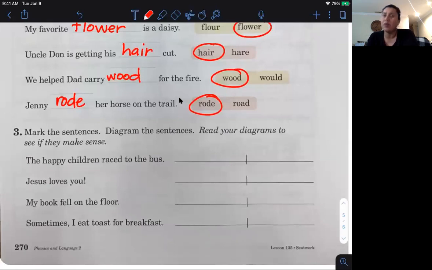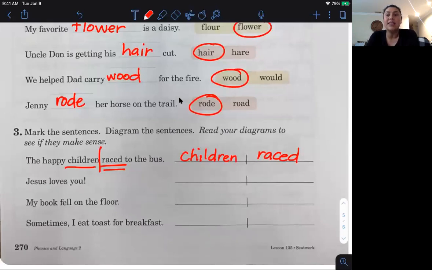The happy children raced to the bus. Children is probably what we're talking about, right? And what did they do? They raced. So children is our subject and raced is what they did. So when you write it over here to diagram it, it has to make sense. So it wouldn't say happy raced. That doesn't make sense. Happy bus? What about raced bus? No, it's going to be the 2 words that you underlined. So children and raced. That makes sense, right? It's almost like the important parts of the sentence. Children raced. That's what the sentence is about. What did the kids do? What happened? The children raced.